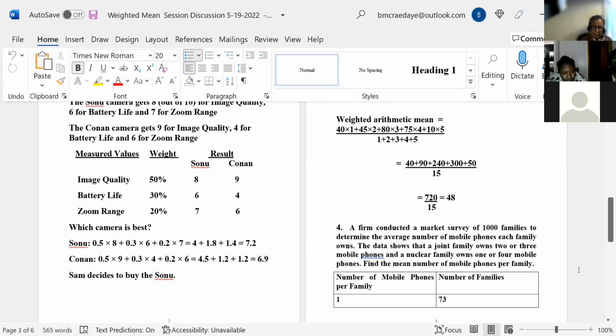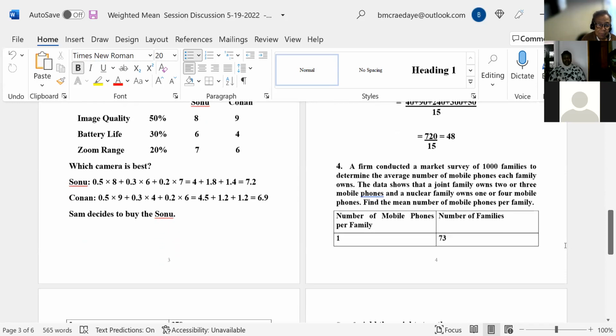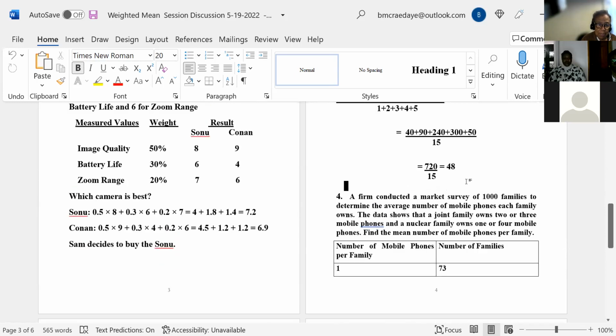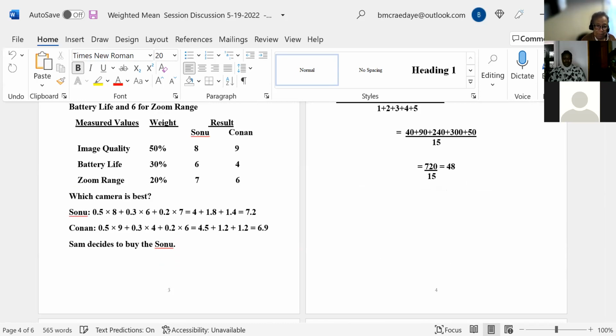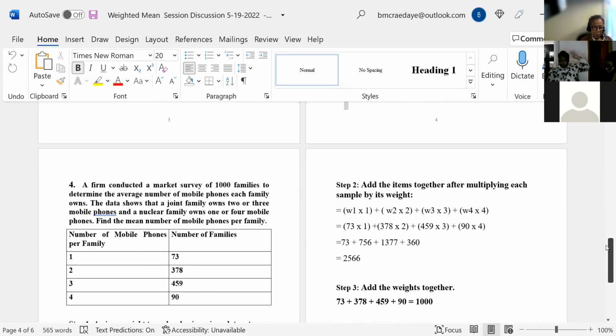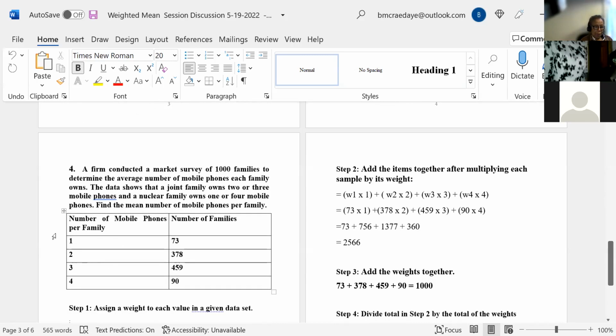All right. Now, the survey showed, let me bring this. Okay, so these are the numbers for the survey. 1 per family. The survey showed 73 families had 1 phone per family. 378 families had 2 mobile phones per family.